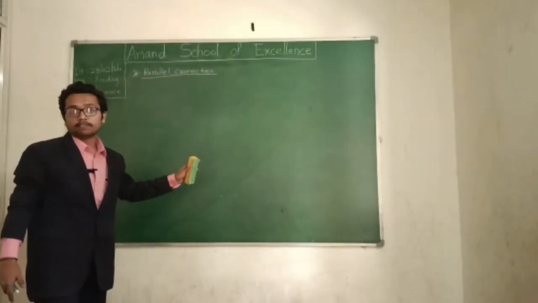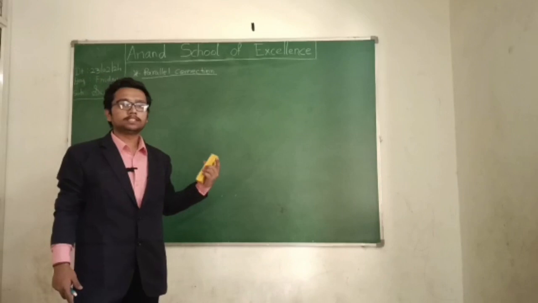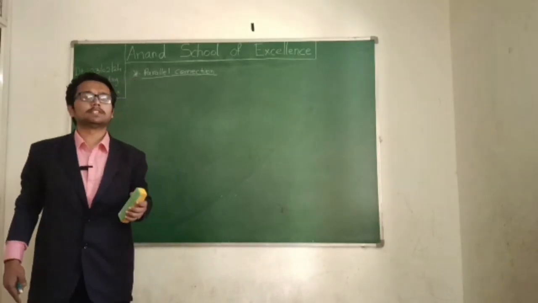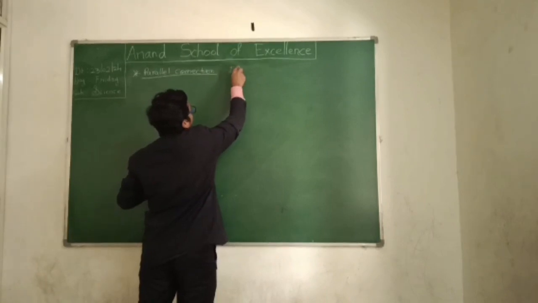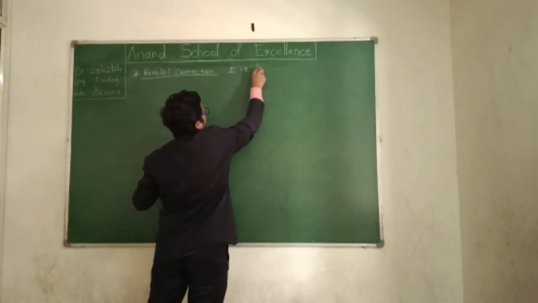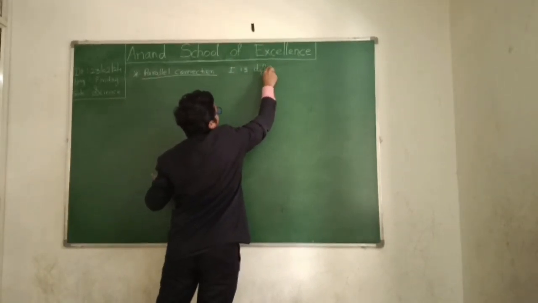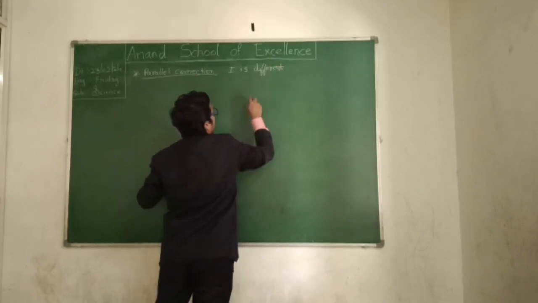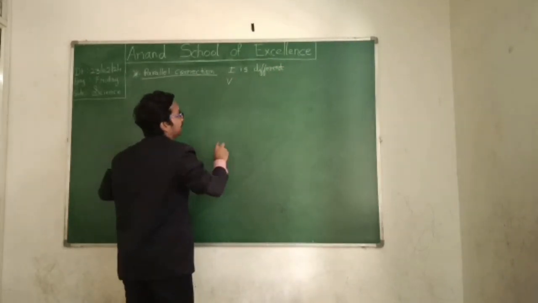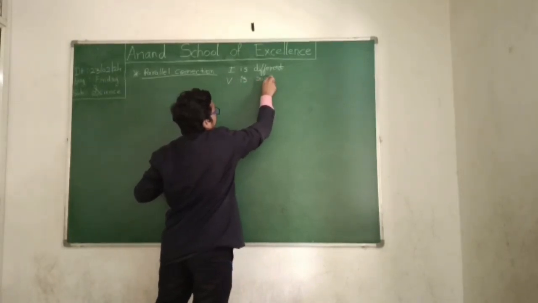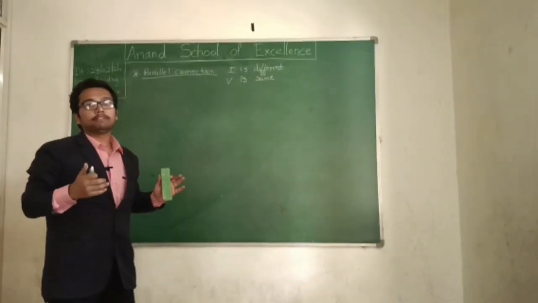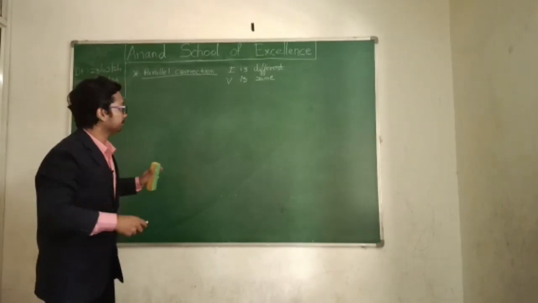Now our second type of connection, that is parallel connection. This type of connection is just opposite to the first one, that is series connection. Here I is different, that is current is different all over the circuit, and potential difference V is same. That's why I am saying that it is just opposite to the first one, that is series connection.